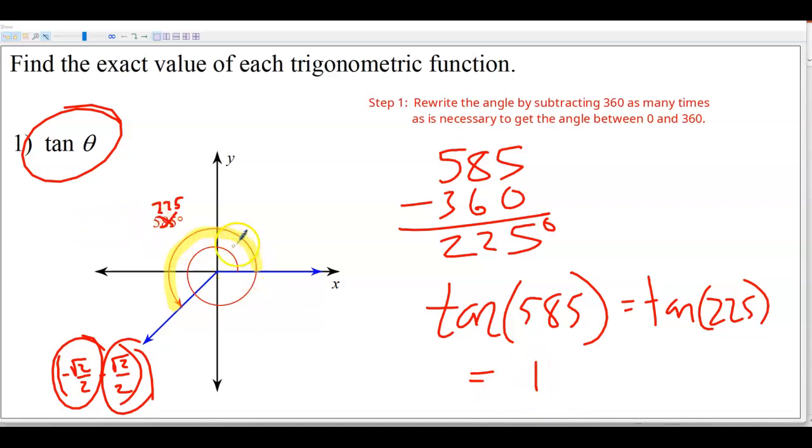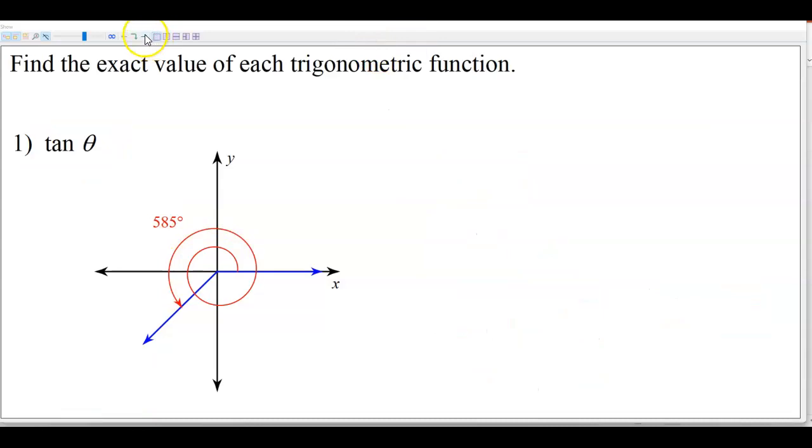So we have, what's the first thing? Rewrite the angle by subtracting 360 from your angle as many times as is necessary to get the angle between 0 and 360. Once you've got it between 0 and 360, just find that spot on your unit circle and find the answer. In this case, since it was tangent, I used my tangent unit circle and I got 1 as an answer. All right. Let's go ahead and move on to our next one here, cotangent.